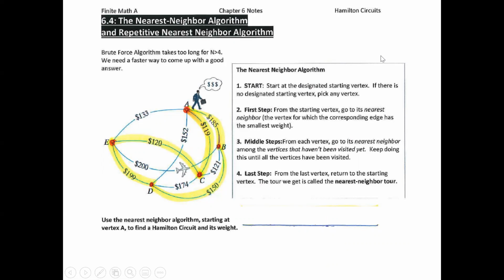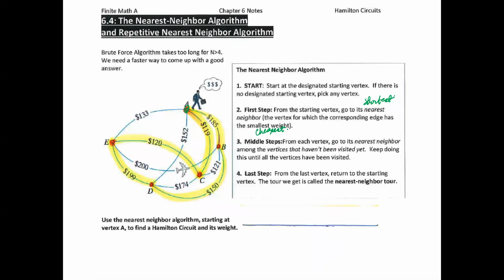This is the nearest neighbor algorithm. So you basically start with the designated vertex. So in this situation, it could be A. Okay. If there is no designated starting vertex, you can pick any vertex. So most likely it's going to be A. First step is from the starting vertex, go to its nearest neighbor, the vertex for which the corresponding edge has the smallest weight, or in this case the cheapest. So shortest for the nearest.